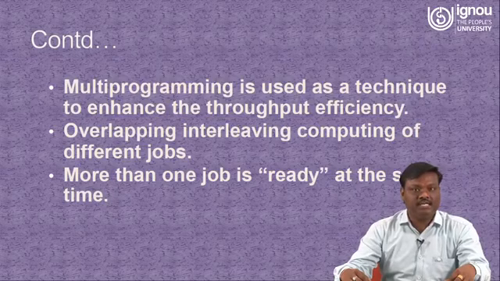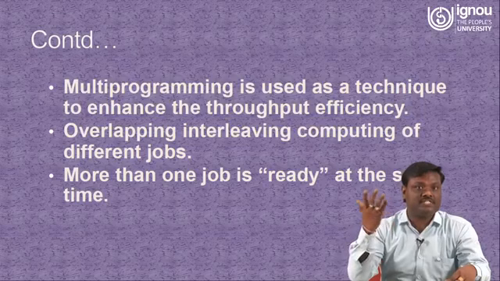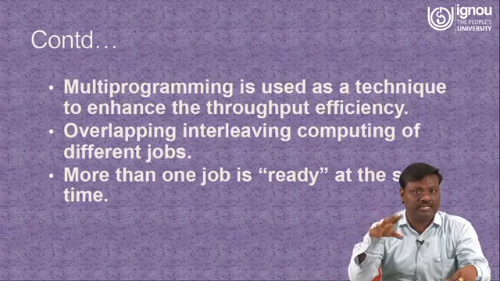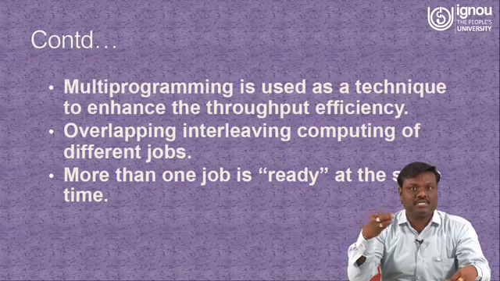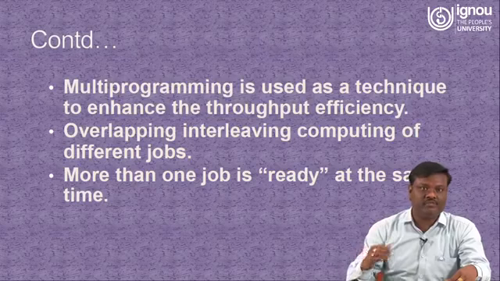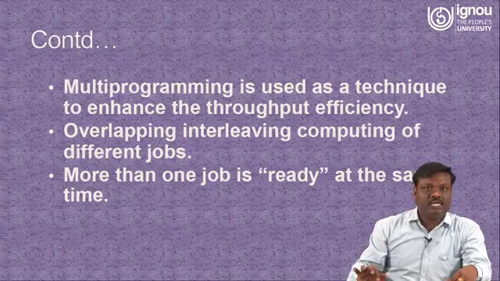Overlapping, interleaving computing of different jobs, because there are several processes meant for several things, several outcomes. Those programs are not meant for a single job, they are meant for different jobs, and among them there should be a kind of process communication, if at all it is possible, and a kind of process synchronization. Everything comes into the picture whenever we talk about multiprogramming.